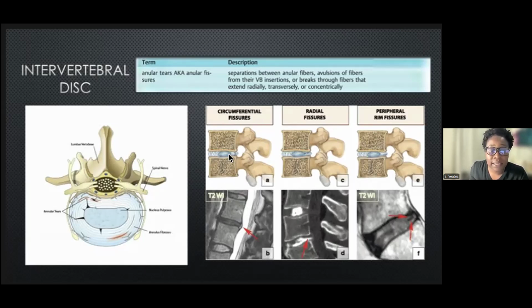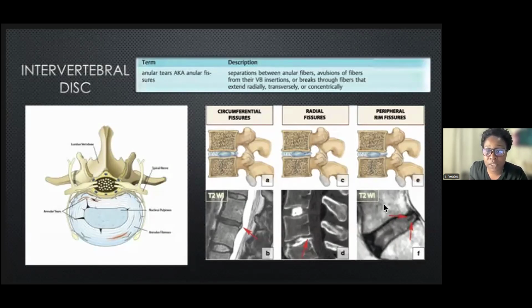And if you look at the drawing, it shows the rupture of the transverse fibers without disruption of the longitudinal fibers. When you compare to C and D, you have the radial fissures. This is a drawing and this is a CT. The drawing would show the radial fissure extending from the periphery of the annulus to the nucleus, so in this direction here, with disruption of the longitudinal fibers. And then lastly, you have the peripheral rim fissures, where we have a drawing again and a sagittal T2 weighted scan of the L4, L5.